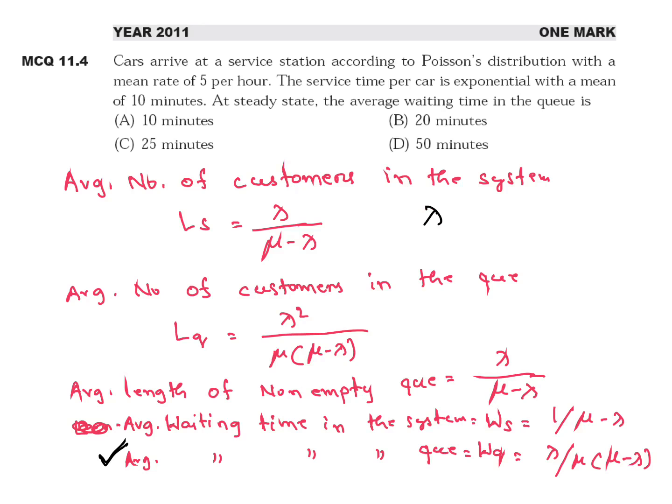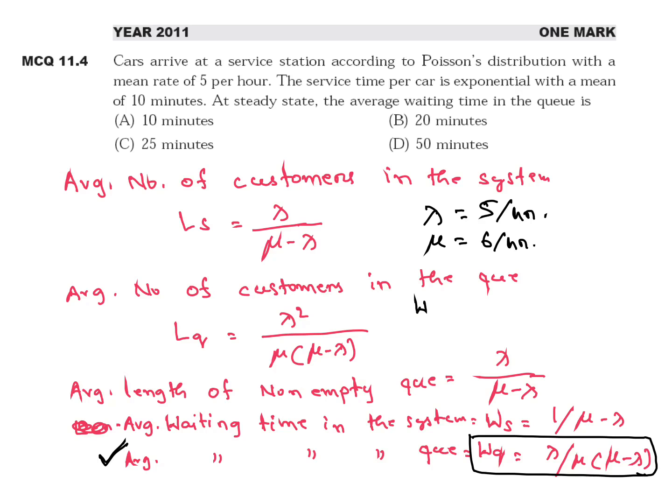So lambda, the arrival rate in this question, is 5 per hour. Then the service rate: for one car taking 10 minutes, it is 6 per hour. You have to use this formula, then you will get your answer. Lambda is 5, divided by 6 into 6 minus 5. You will get 5 by 6 hours. But the options are in minutes, so 5 by 6 into 60, 50 minutes. D is the answer.